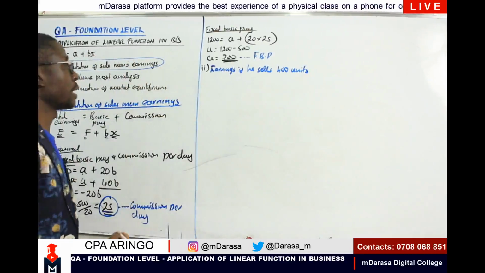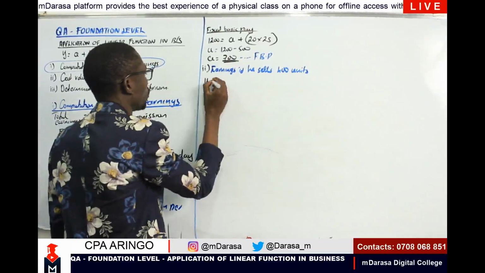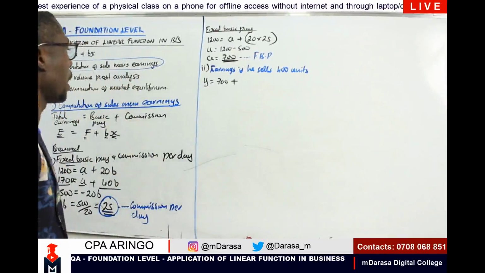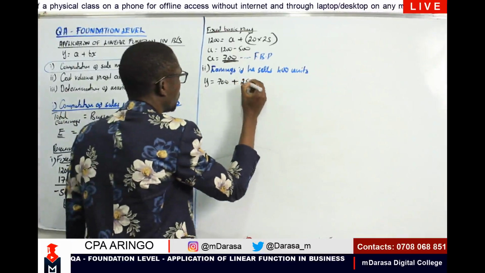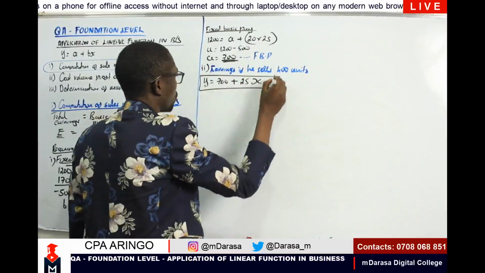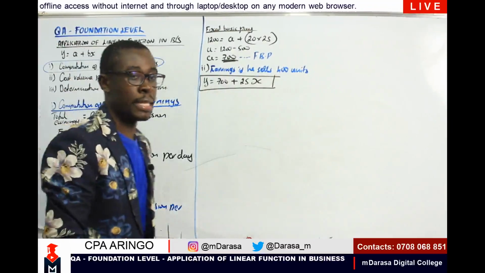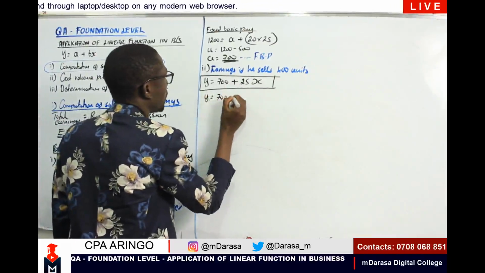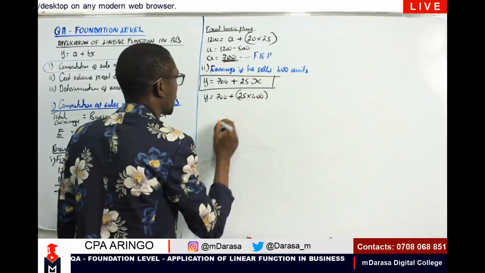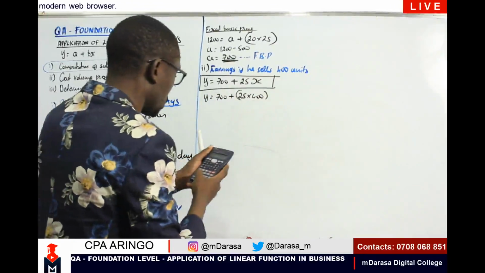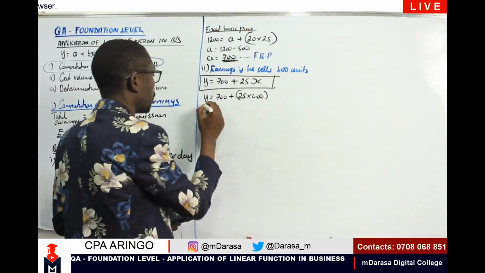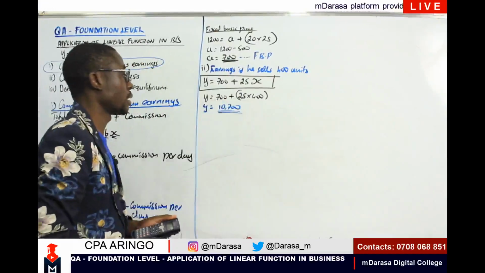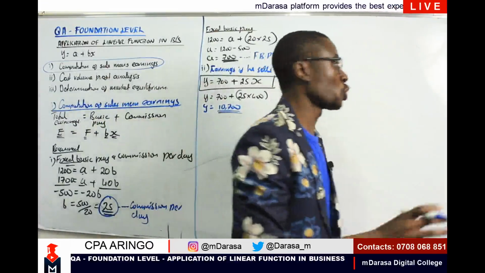So how will we go about that? That will be very simple, my good student, because here we can form our linear equation in the form y is equal to a, which is fixed, plus bx. In this case, b is 25, so y equals 700 plus 25x. Substitute x with 400, so my total earnings will be 700 plus 25 by 400. 25 by 400 gives us 10,000, so y is 10,700 total earnings for that day.